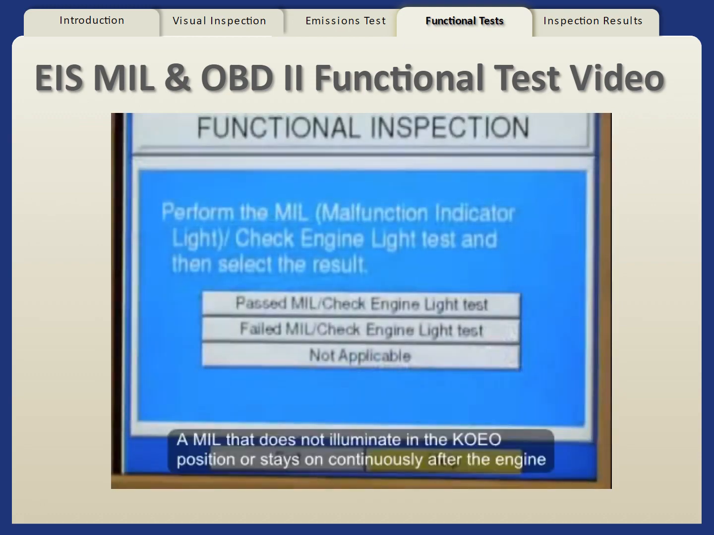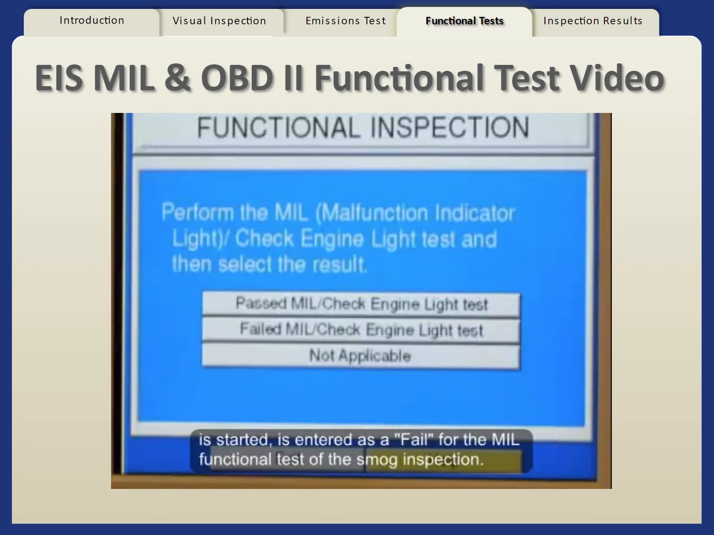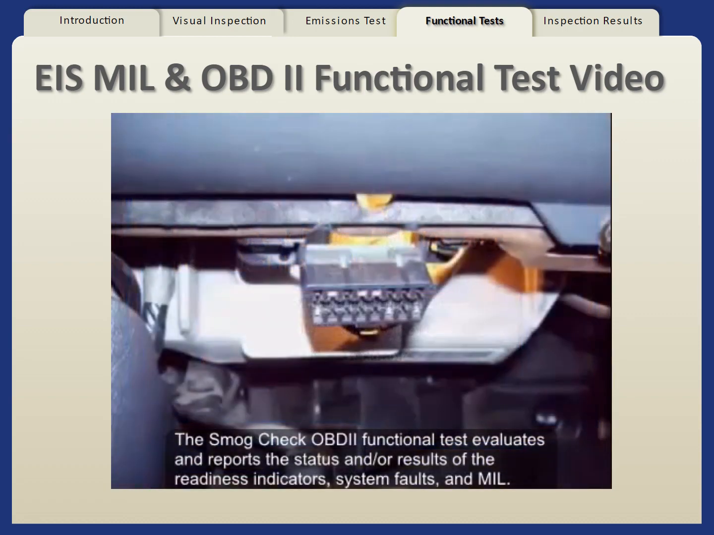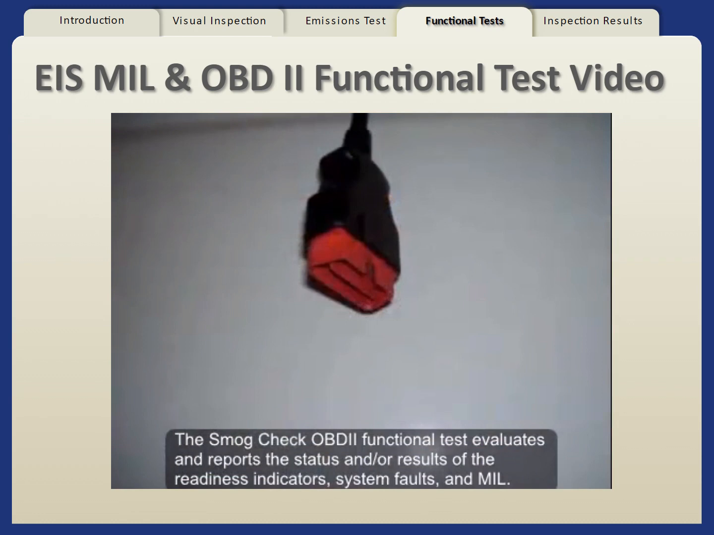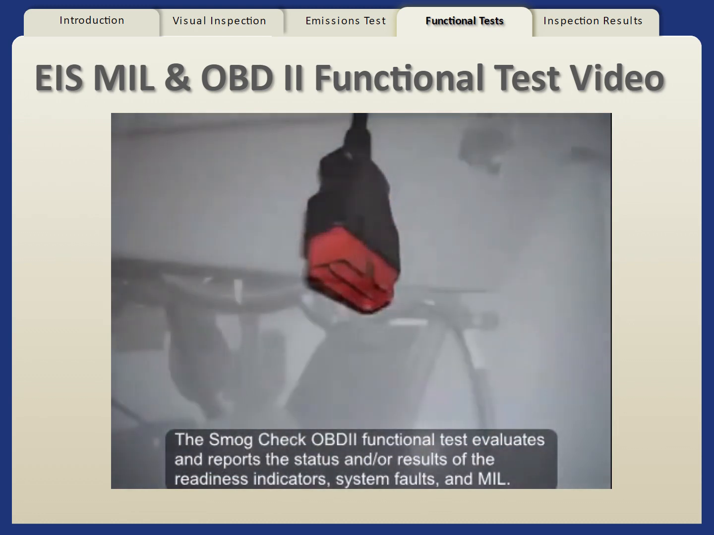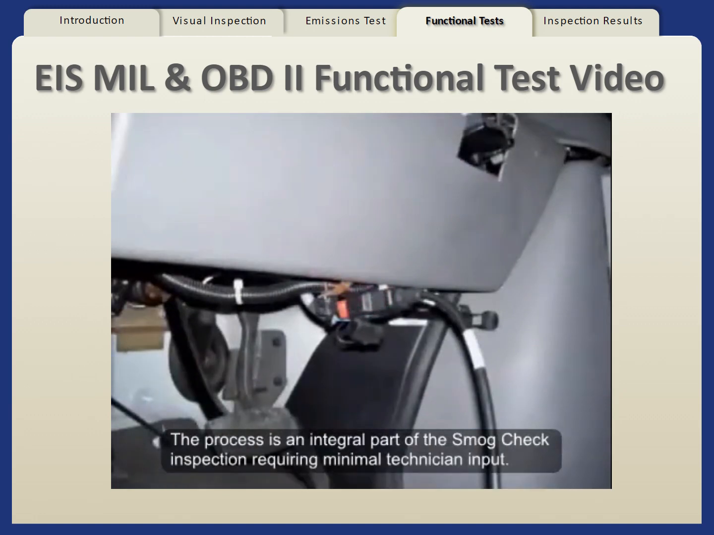A MIL that does not illuminate in the KOEO position or stays on continuously after the engine is started is entered as a fail for the MIL functional test of the smog inspection. The Smog Check OBD2 functional test evaluates and reports the status and/or results of the readiness indicators, system faults, and MIL. The process is an integral part of the Smog Check inspection, requiring minimal technician input.